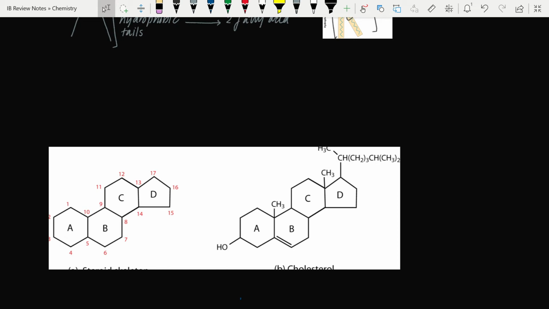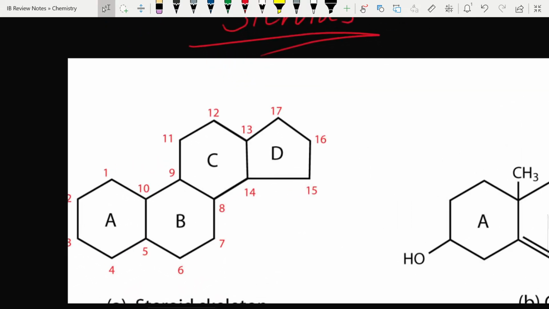So now we're going to look at steroids. Steroids can act as hormones and structural components of a cell membrane. Steroids have a carbon backbone containing 4 carbon rings fused together. So if you look at the structure right here, you see 4 carbon rings. So this is called the steroidal backbone.